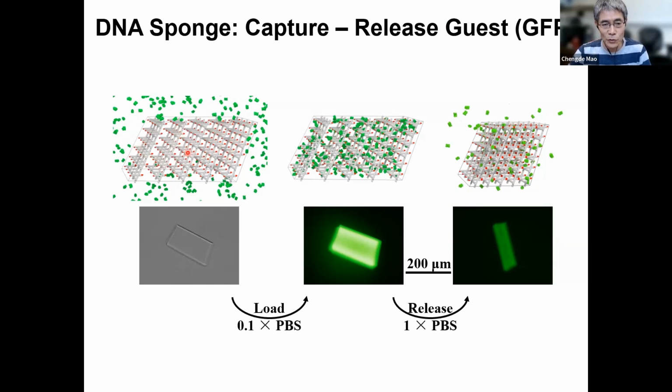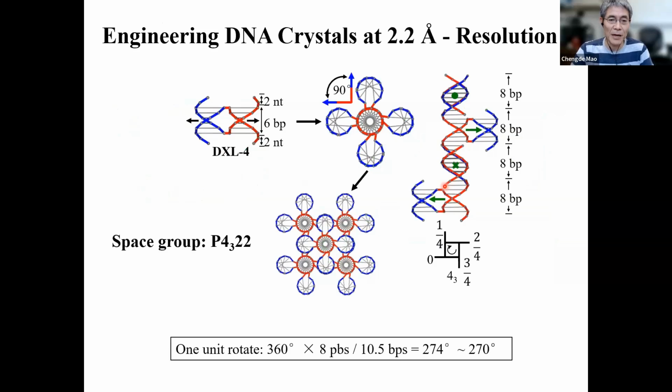So you start with the crystal. In the expanded condition, you let this guest molecule, in this case a green fluorescent protein, diffuse into the crystal. Now if you squeeze the crystal, let the crystal contract, then they squeeze out this guest molecule to release. So you can imagine this will be a storage or delivery mechanism, this one.